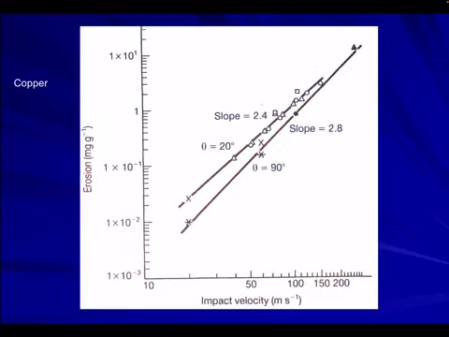So we see for copper how erosion, in milligrams per gram, relates to your impact velocity. As the impact velocity increases, you're going to have a higher erosion rate, but it also depends on the impact angle.